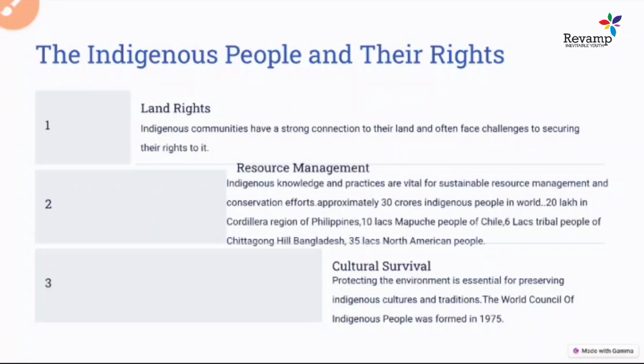sometimes led to the displacement of these people, like for mining in different regions. For example, in India, in the Bhilai region, when the mining of iron ore or other metals started, a lot of displacement of these tribal or indigenous people started. So it led to a lot of protests against this.